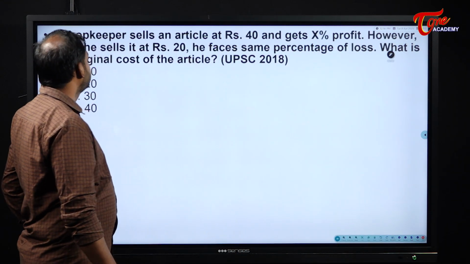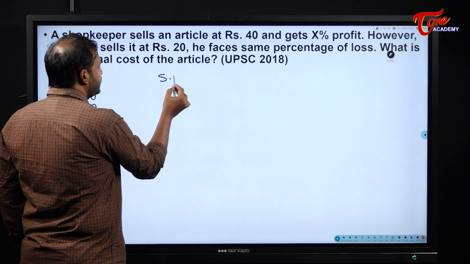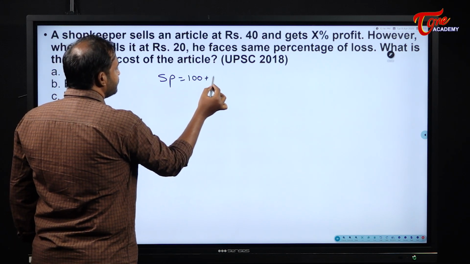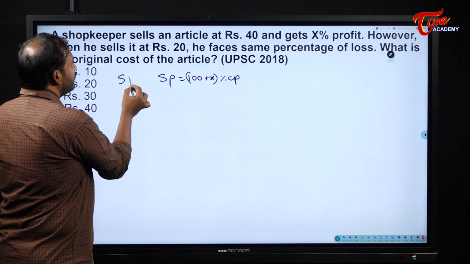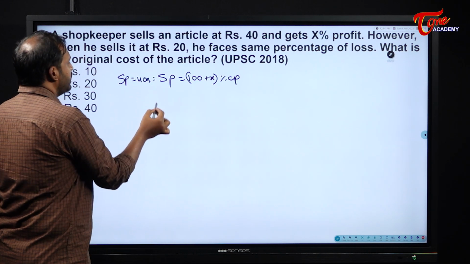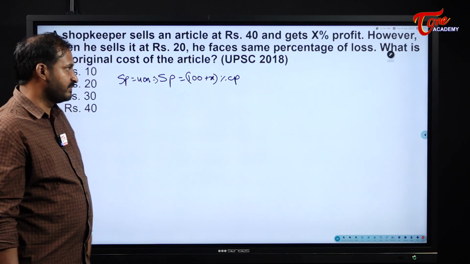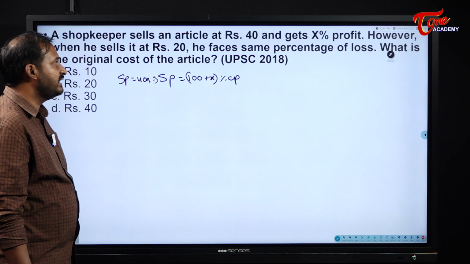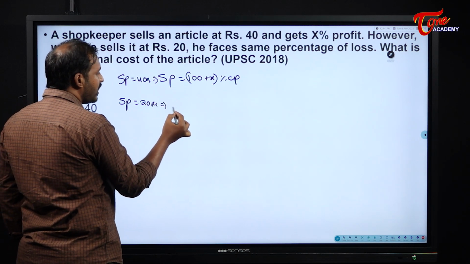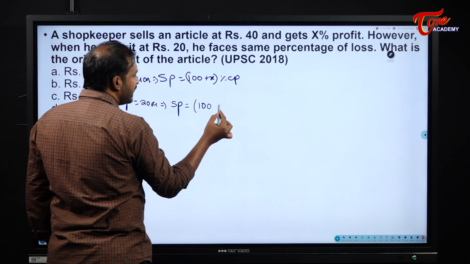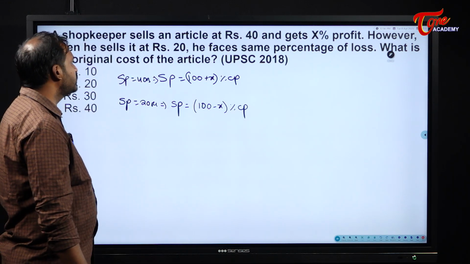Next one. A shopkeeper sells an article at rupees 40 and gets X% profit. That means SP is equal to 100 plus X percentage of CP, right? When SP is equal to 40 rupees, 40 will be equal to 100 plus X% of CP. Next, however, when he sells it at rupees 20, he faces the same percentage loss. That means when the selling price is 20 rupees, then loss means SP is equal to 100 minus X percentage of CP. Why? Because in this case he is getting a loss of the same percentage. What is the original cost of the article?